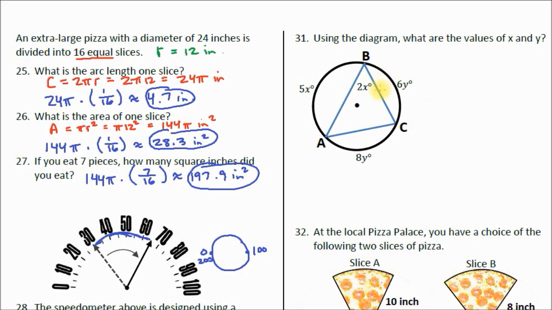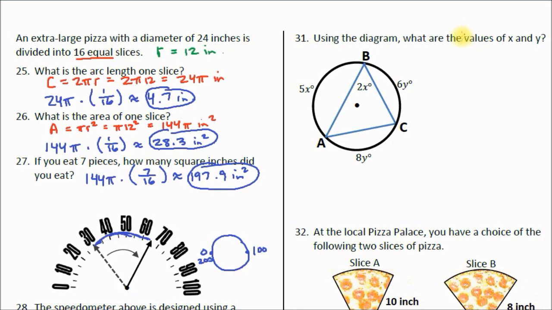Class, the only way to solve these is to recognize some of the properties that you learned in this unit. The main one in this case is the properties of inscribed angles. So let's take a look at this. We only know the measure of one inscribed angle, angle B, and that value is 2x. So we know something about the intercepted arc. It's twice the measure of the inscribed angle.